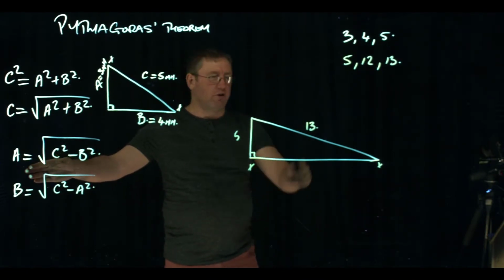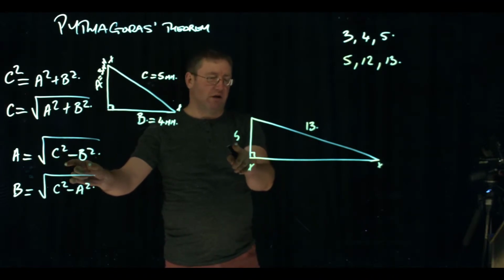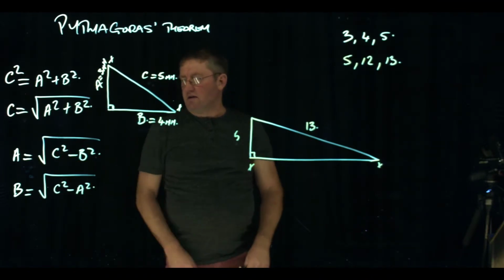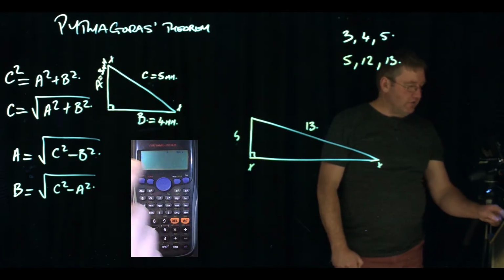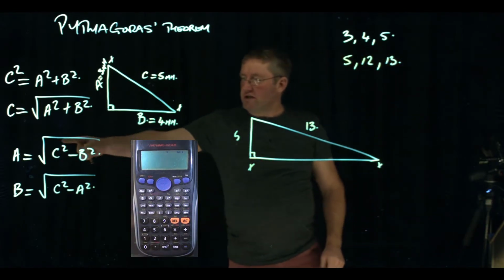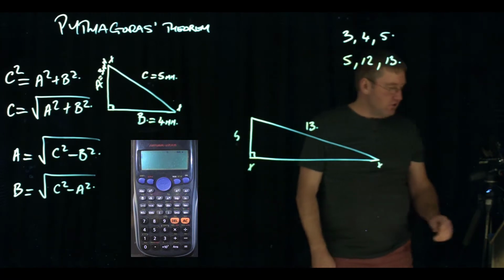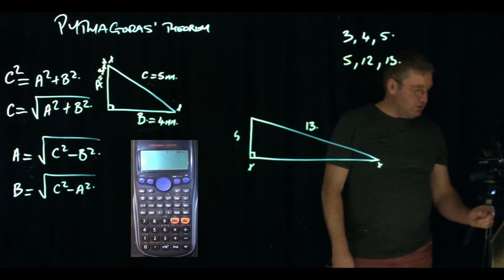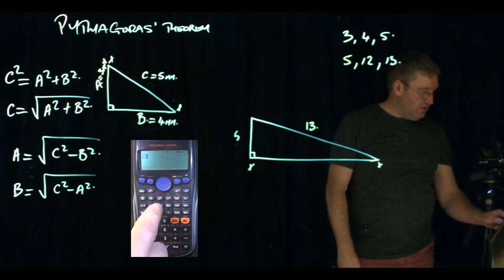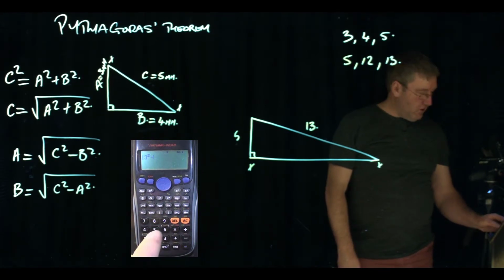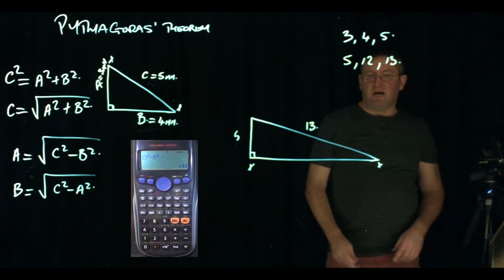We're going to say that we've got the hypotenuse length, which is c squared, minus b squared. We'll call this b, and this one's going to be a. So this time when we put it into the calculator, I'm going to do it slightly differently. Previously I pushed the square root symbol, and then a squared plus b squared. This time, instead of pushing the square root symbol at the start, I'm going to put 13 squared minus 5 squared, and push equals.